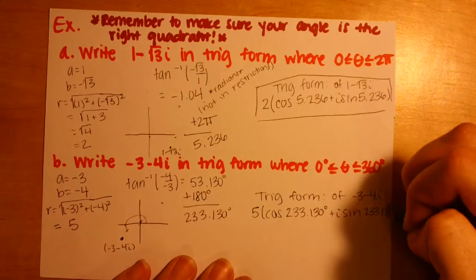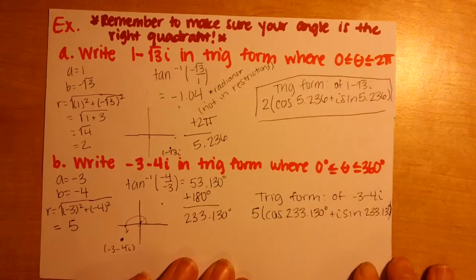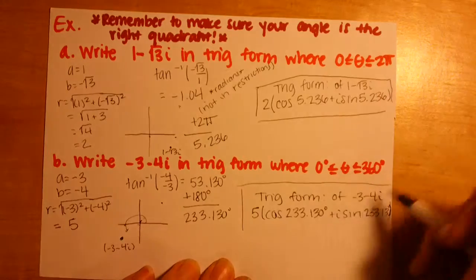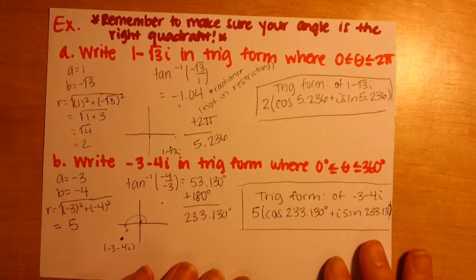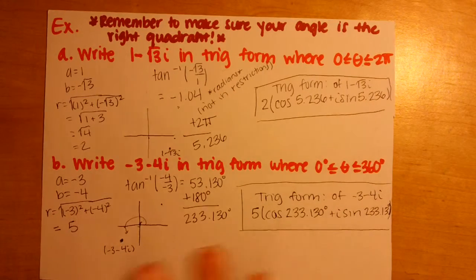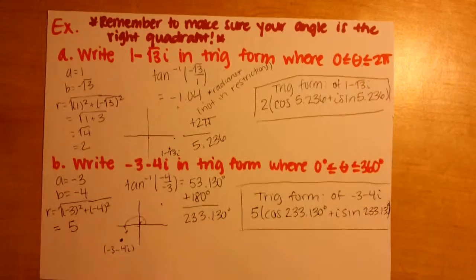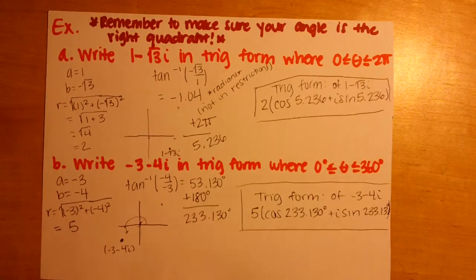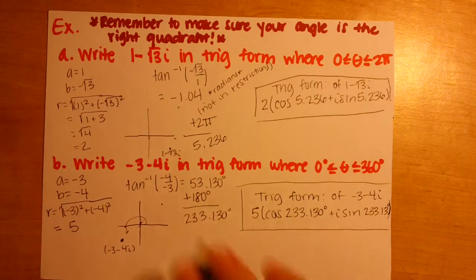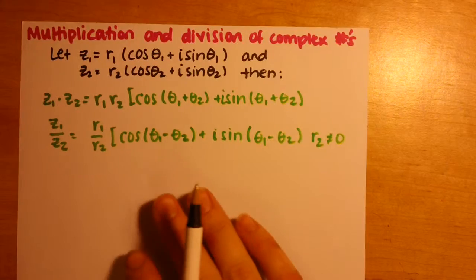Alright, that's a parenthesis. So this is trig form of this angle. So now that we know trig form, it's going to be a lot easier to do some of our other operations with these. So let's look at multiplication and division.